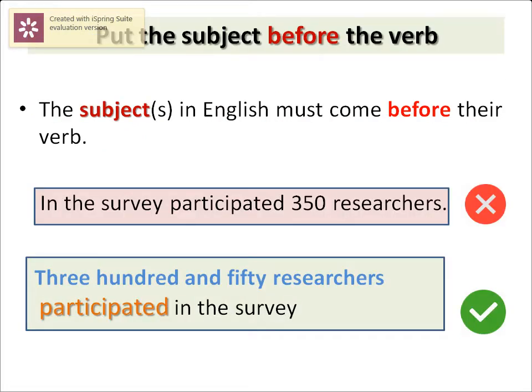Remember, the subjects in English must come before their verb. In these sentences, the verb is participated, to participate. And this verb concerns 350 researchers. Thus, in the correct sentence, 350 researchers should come directly before the verb participated. When you have to choose between two subjects, the most important comes before the verb.